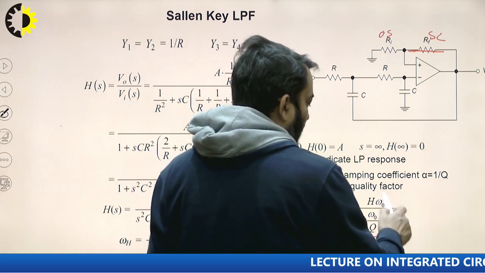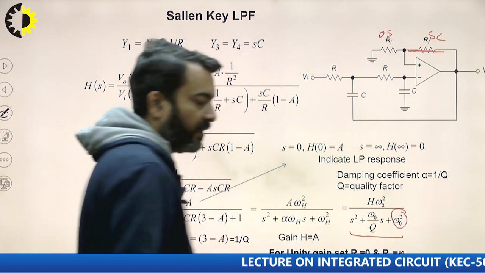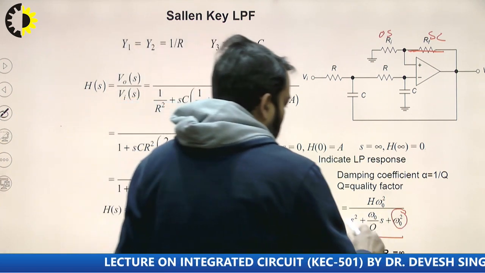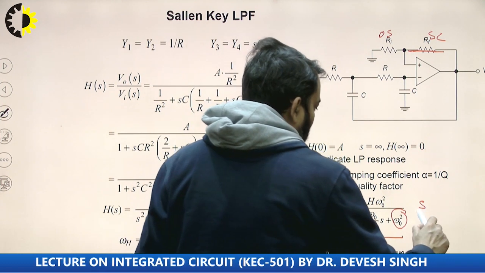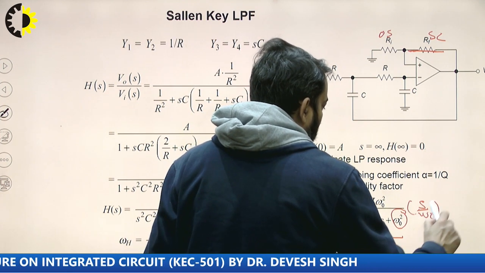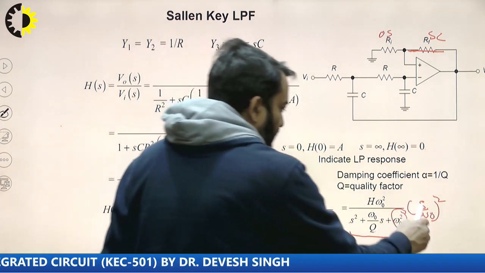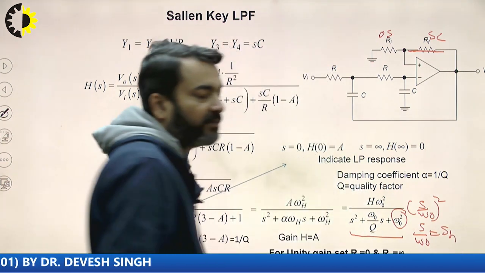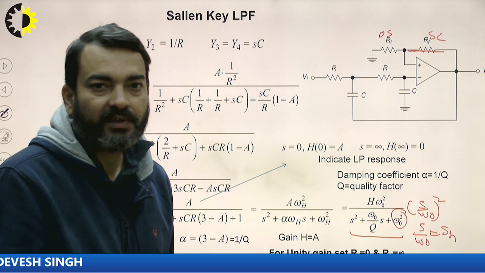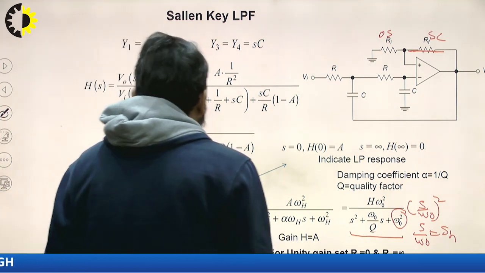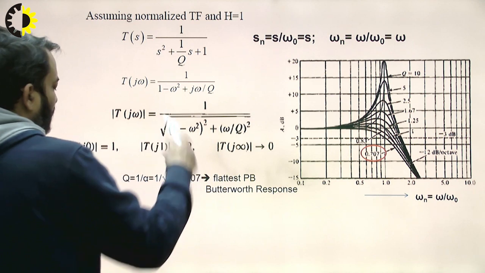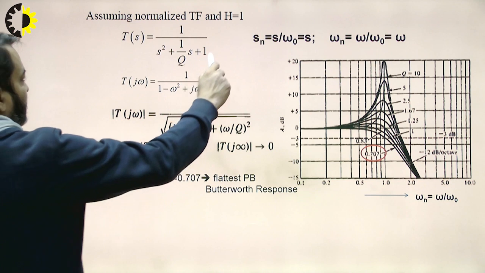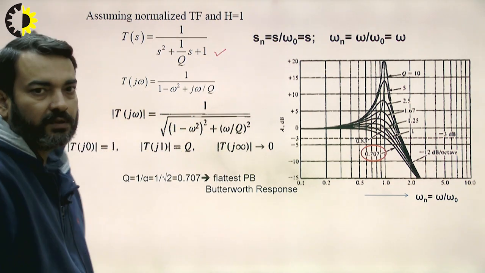We will actually divide numerator and denominator by omega naught square. So the first term will be s by omega naught. This is called Sn, the normalized frequency, or omega by omega n. We can directly proceed with this particular case also, but we will get this particular normalized transfer function.